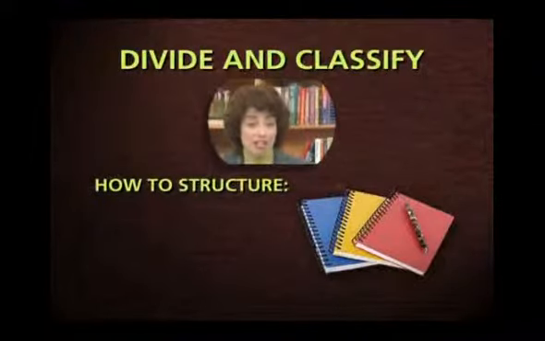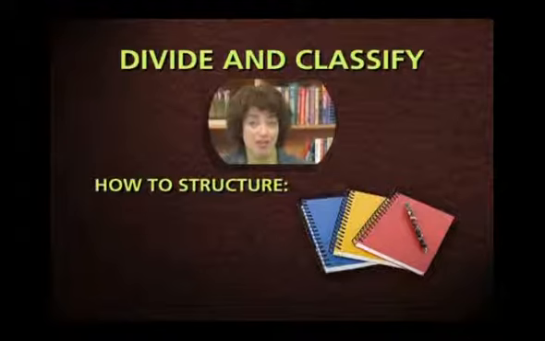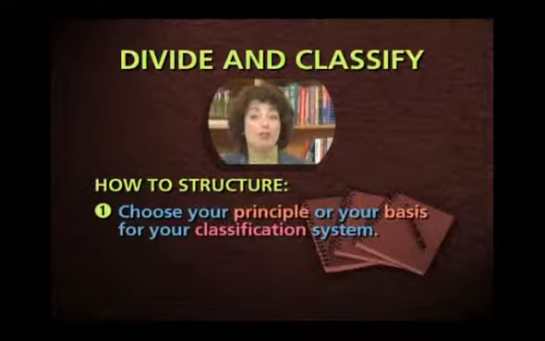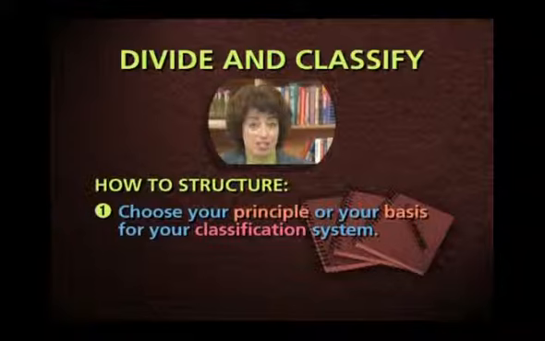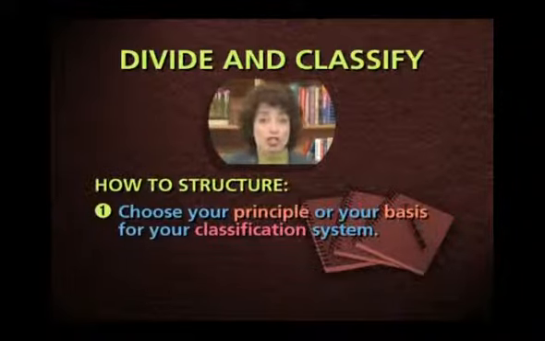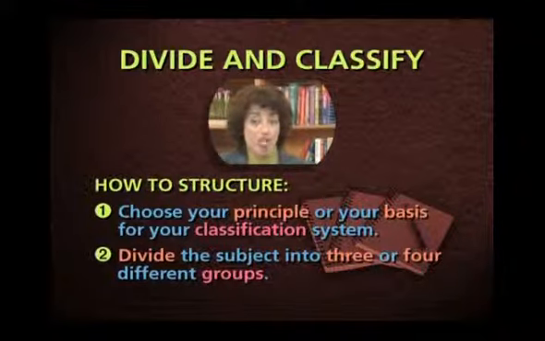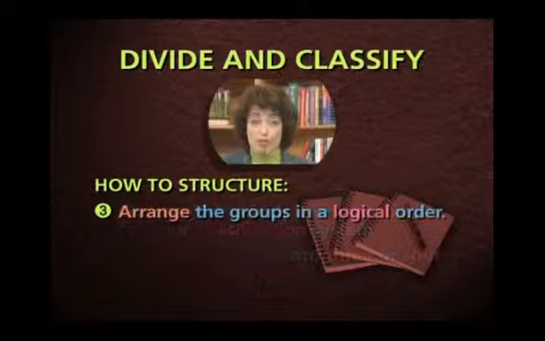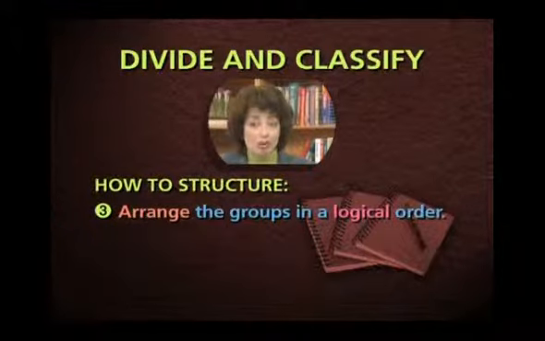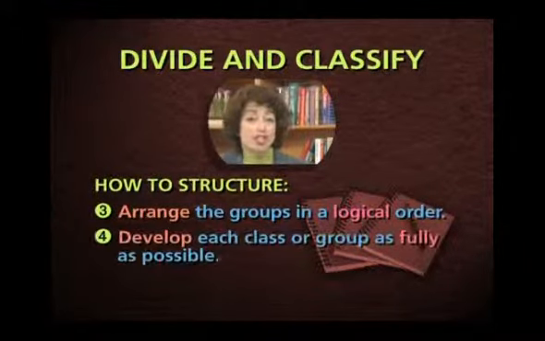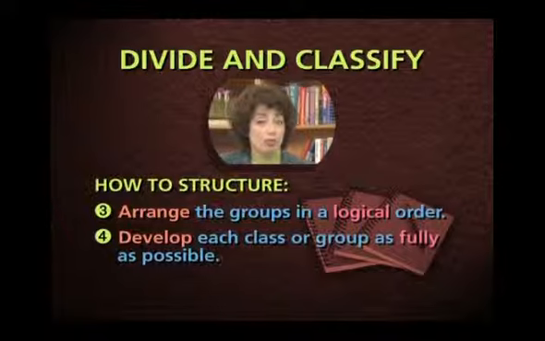How do you structure a divide and classify essay? First, you choose your principle or your basis for your classification system. What is it you're going to use to actually create this system, this analysis? Then you're going to divide the subject into 3 or 4 different groups. You're going to arrange the groups in a logical order, and then you're going to develop each class or group as fully as possible.